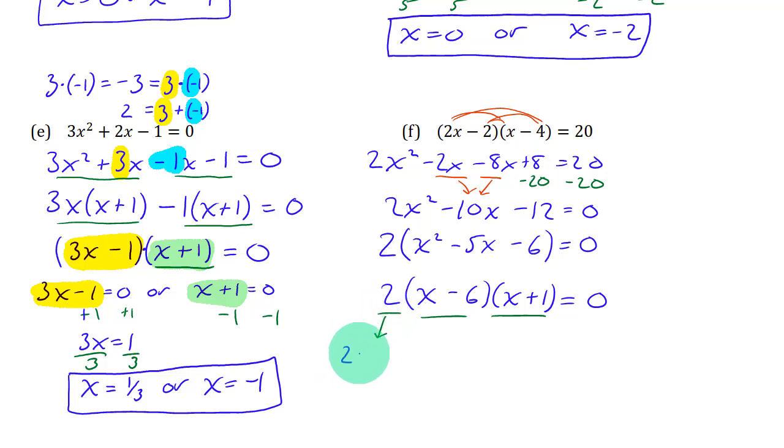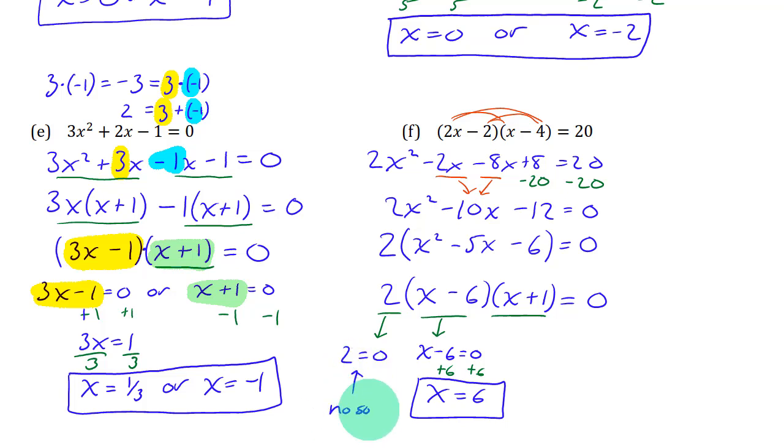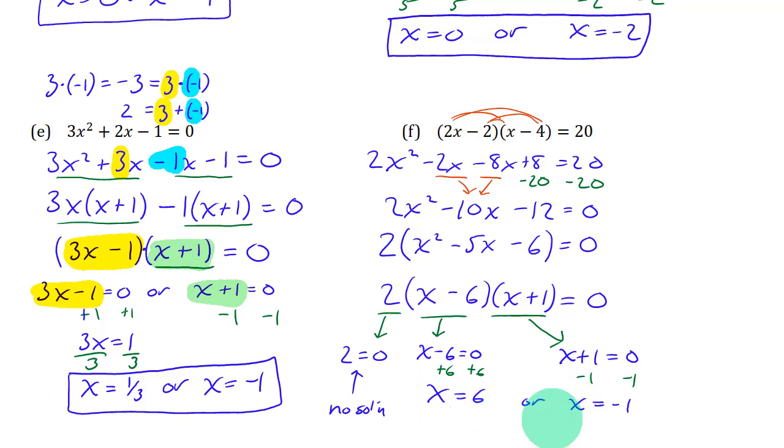This one's going to give you 2 equals 0, but there's no value of x that makes 2 equal to 0. This one gives you x minus 6 is equal to 0, which will give you x equals 6. Again, this one has no solution. I should probably write that part out. And then if x plus 1 is equal to 0, that'll give you x equals -1. So these ones are really your solutions: 6 and -1.